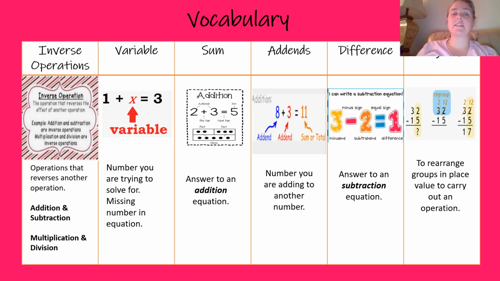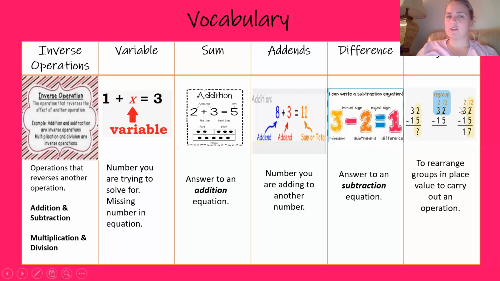The next word is sum. The sum is the answer to an addition equation. You can see here in the picture, 2 plus 3. These are the addends. The sum is the answer. So if the question says on the test, find the sum of these numbers, then you have to add those numbers. We just talked about the numbers you're adding together are called addends. The next word is the difference. The difference is the answer to a subtraction problem. So for example, 3 take away 2, the difference would be 1.